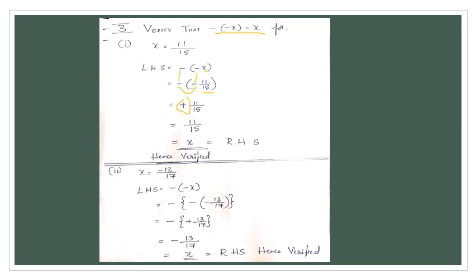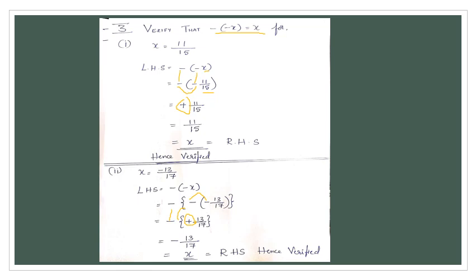Then in the second problem, they have given the x value as minus 13 by 17. So LHS is minus of minus x. Write down the minus as it is. Take your bracket: minus of minus 13 by 17. Close the bracket. Children, here see. First write down the minus sign as it is. Then the bracket also as it is. Now multiply the minus into minus. We'll obtain the plus sign.